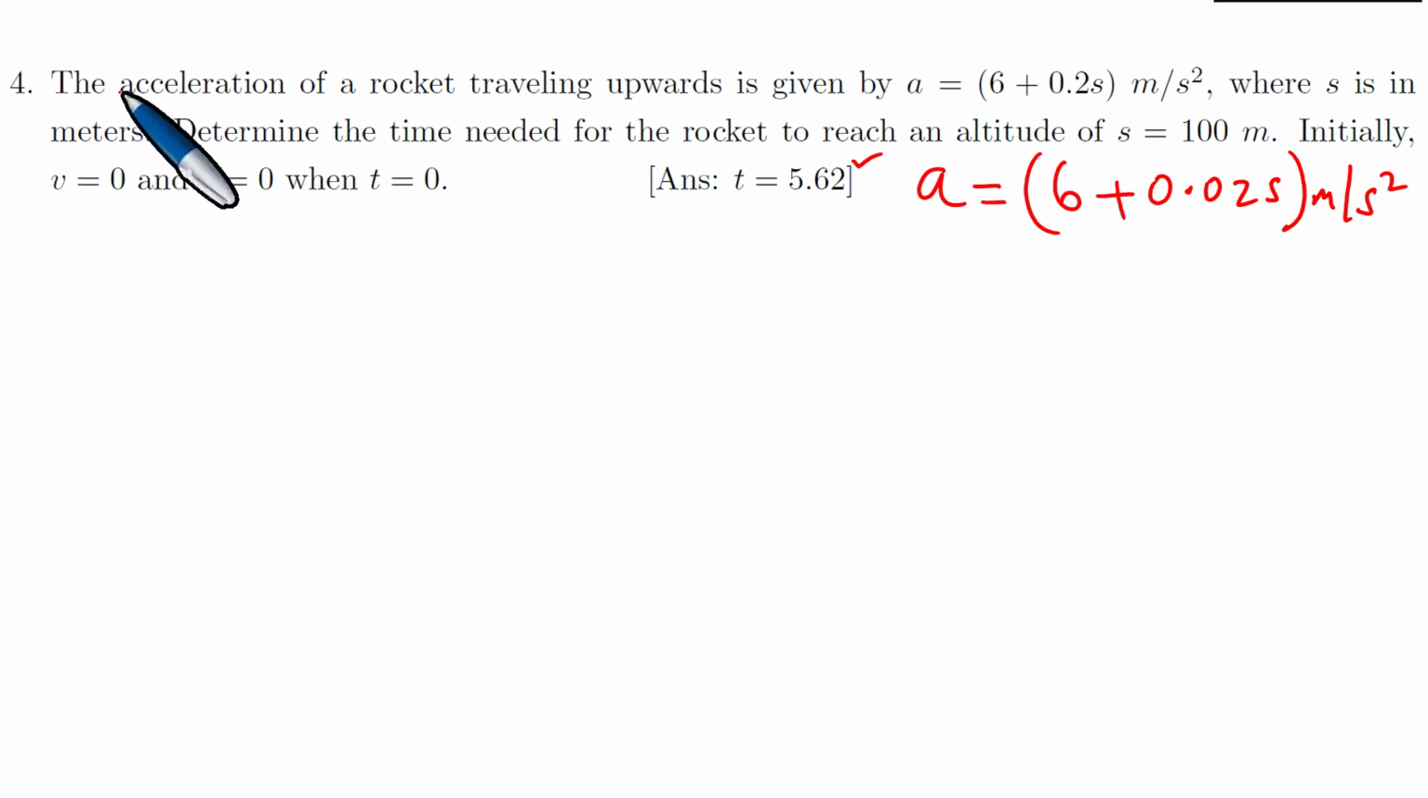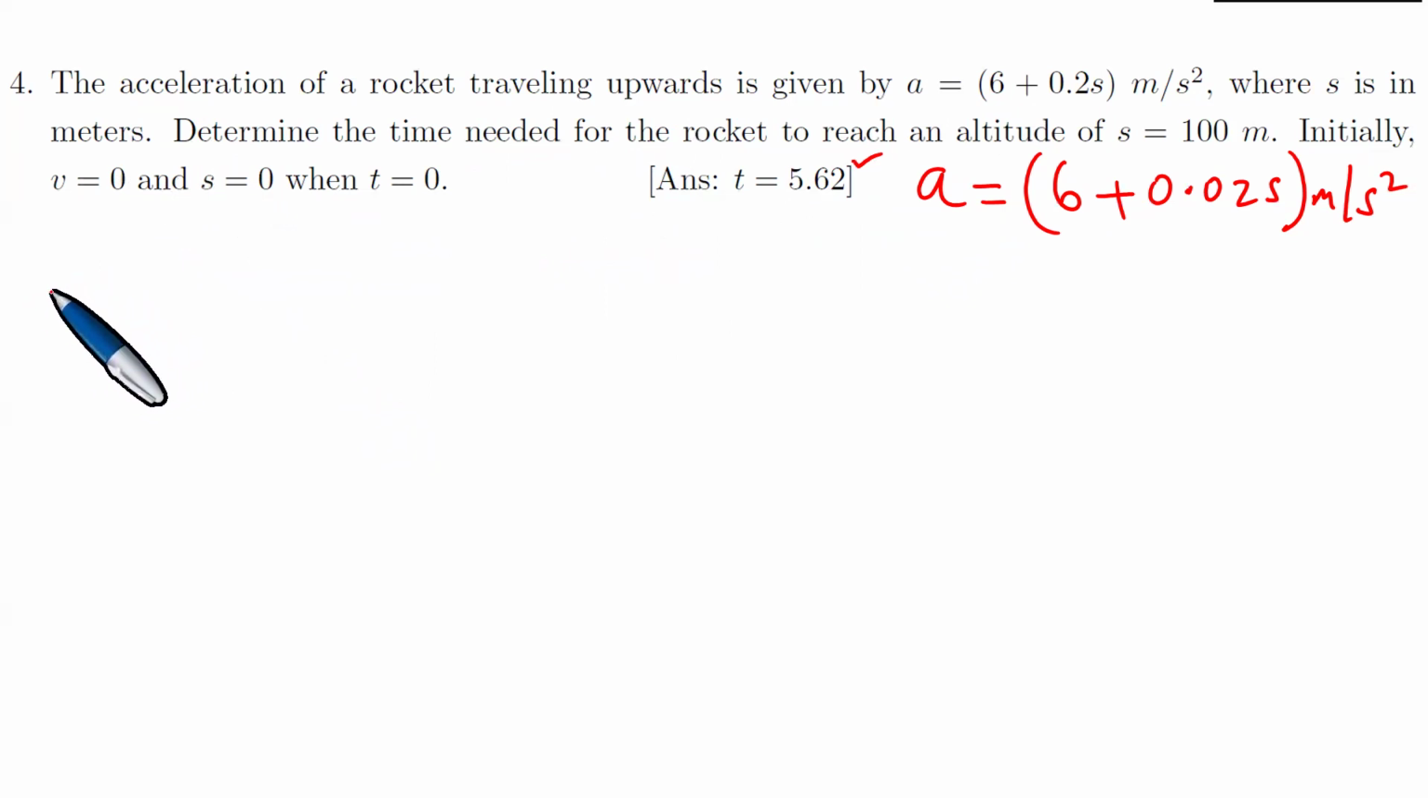First things first, we need to note that the acceleration of a rocket traveling upwards is given by this, where s is in meters. And we need to determine the time needed for the rocket to reach an altitude of 100 meters. Initially, we have that the velocity is 0, the displacement is 0, and the time also is 0.